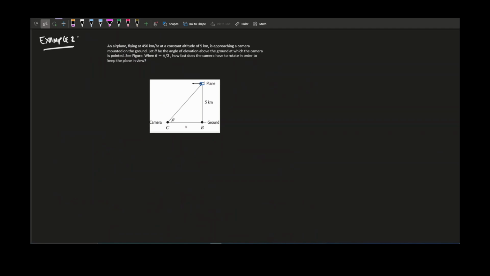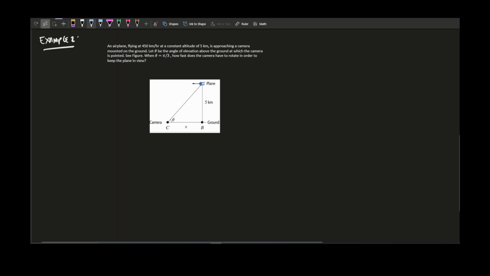All right, for another example, we've got an airplane flying at 450 kilometers per hour at a constant altitude of 5 kilometers, and it's approaching a camera mounted on the ground. Okay, so theta is going to be the angle of elevation above the ground, and when theta is pi over 3 or 60 degrees, how fast does the camera have to rotate in order to keep the plane in view?